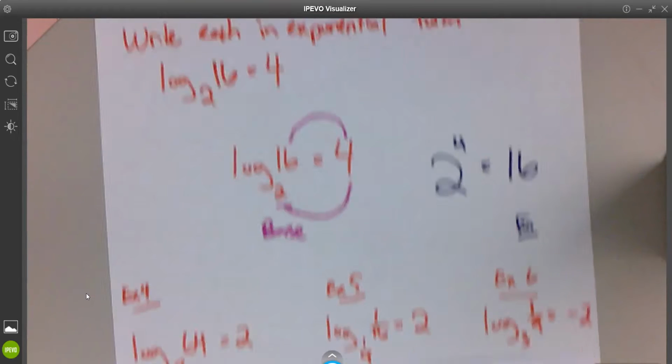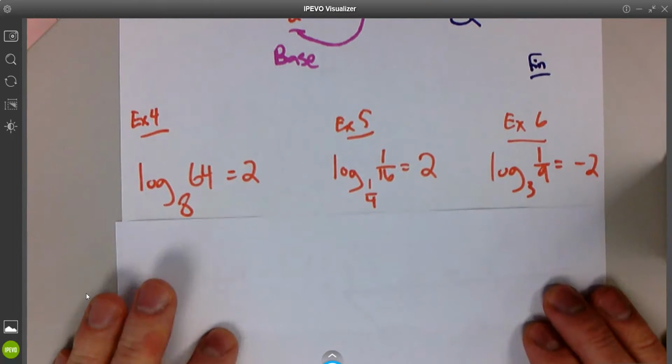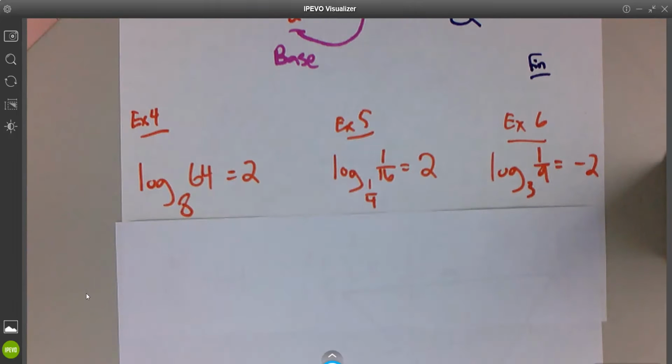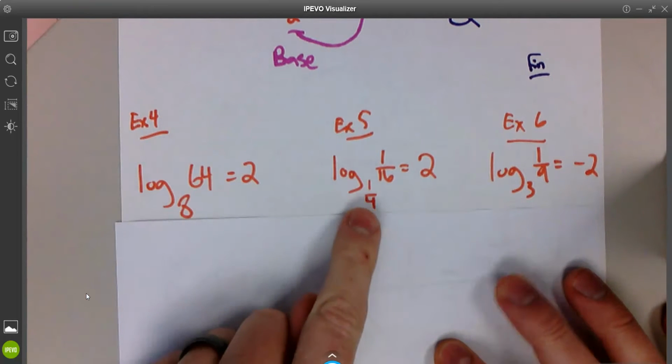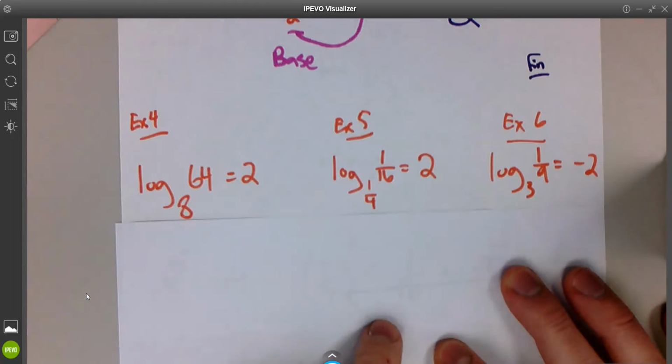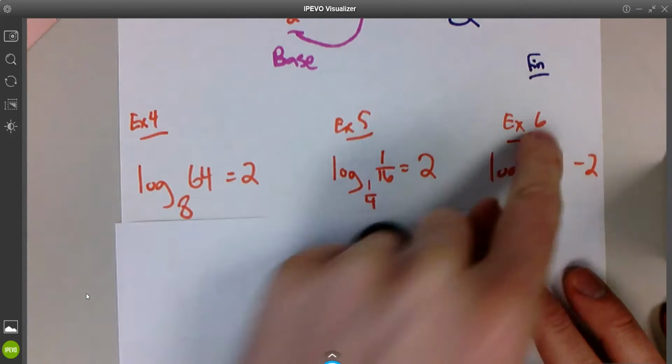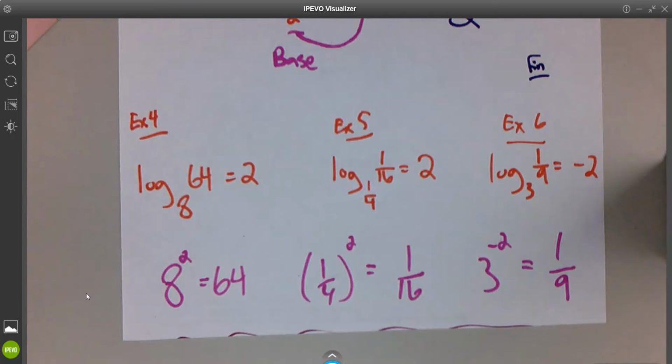Again, here are 3 examples. Write these in exponential form, and then come back and check and see if you did them right. I'm sure you did. 8 squared equals 64. 1/4 squared equals 1/16. 3 to the negative 2nd power equals 1/9. We are translating back and forth between logarithms and exponentials. And this one little skill can help us a lot. We can do a lot of our solving just by knowing this one little skill. Moving on.